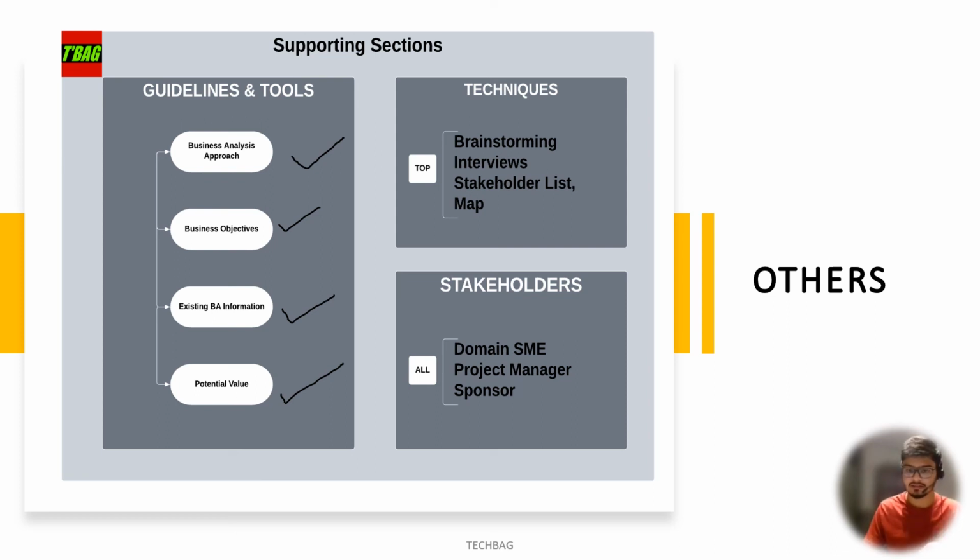The techniques you use, these are some of the top techniques you might use while preparing for the elicitation: doing a brainstorming session at your side, doing an interview of yourself or with your project managers, domain subject matter experts or sponsors, and preparing a stakeholder list or stakeholder map so that you can understand how to collaborate with them. Who are my main stakeholders I need to contact?